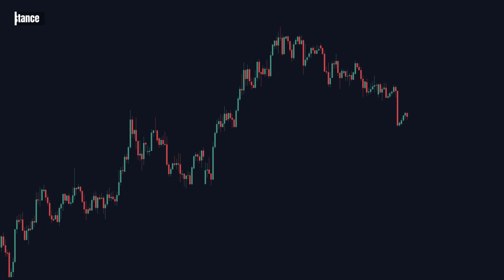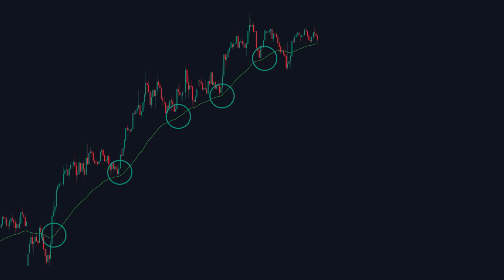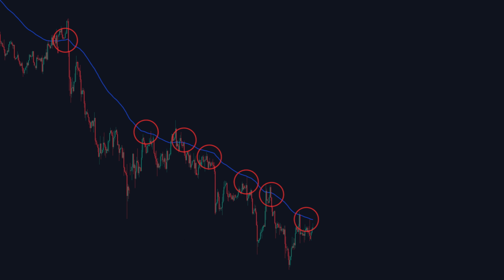Dynamic support and resistance. Unlike fixed horizontal levels, dynamic support and resistance moves with price. We usually use moving averages to find these. For example, if price keeps bouncing off the 50 EMA from above, it becomes dynamic support. If price gets rejected from the 200 EMA from below, it acts as dynamic resistance. These levels help track trend strength and offer flexible entry and exit zones as price evolves in real time.